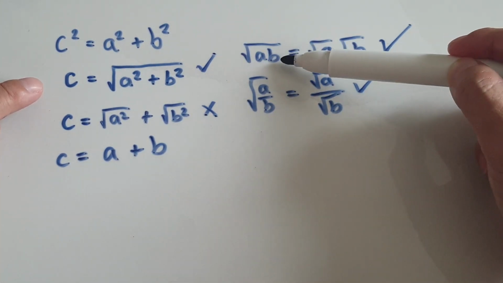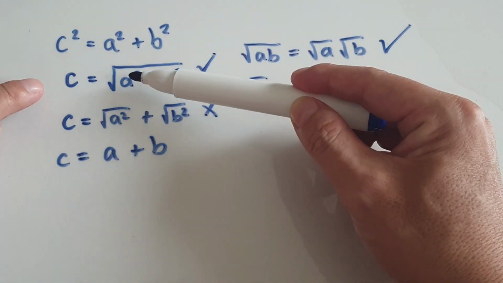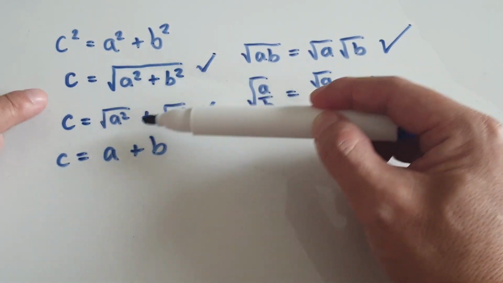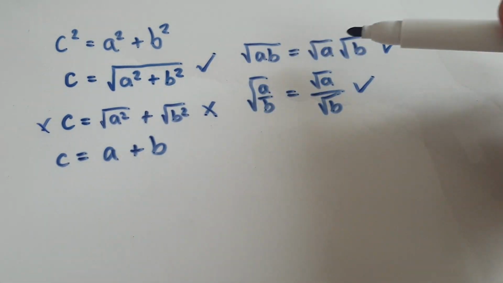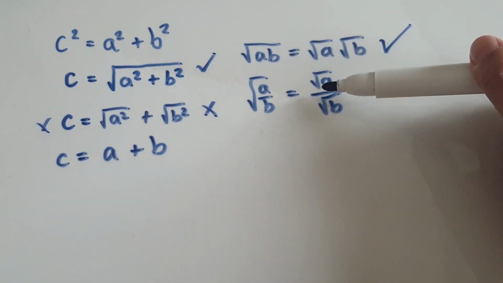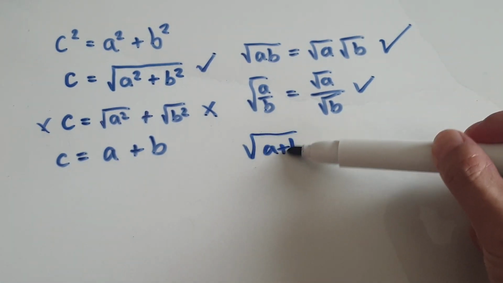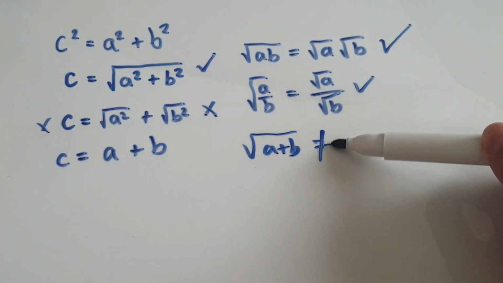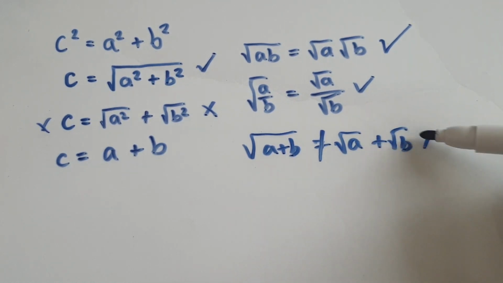When you have two things multiplying with each other, then yes, you can square root the first, square root the second. But here you've got one thing plus another thing. You can't do this. This is not allowed. And why is it that this is allowed? This is allowed, but when it comes to a plus b, you can't do this. This is not correct.